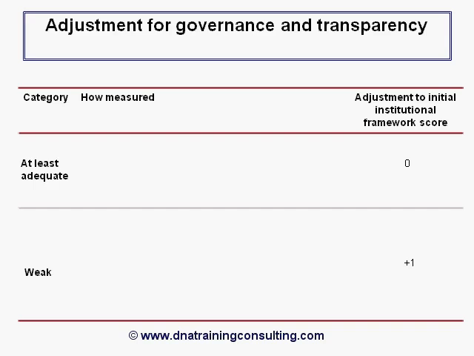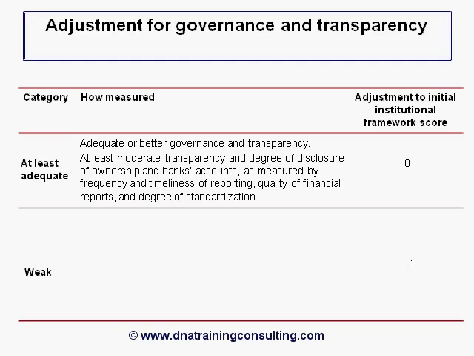The first category includes systems that boast adequate or better governance and transparency, and at least a moderate degree of disclosure of ownership and banks' accounts, as measured by the frequency and timeliness of reporting, quality of financial reports, and degree of standardization.